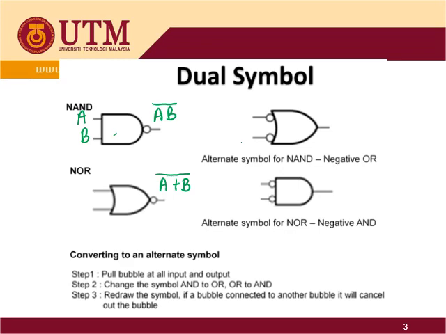Why do we have dual symbol? Why do we have alternative representation? We use it just like De Morgan. We use it to simplify our circuit to get the best circuit, using the least number of gates, to simplify our circuit.